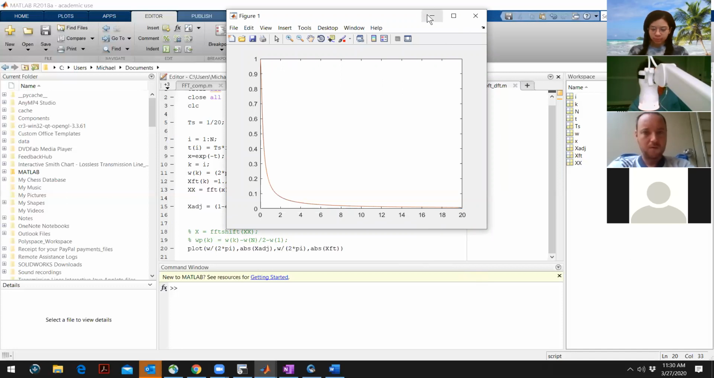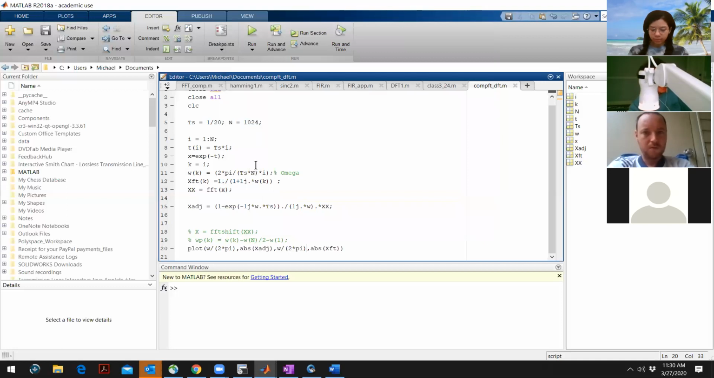Now, here's something. Suppose I take this and instead of just having an exponential, suppose I multiply it by a cosine of, say, wait a second. We're going to have to sample this faster. I'm going to make my sampling 1 over 100 seconds. And suppose I have a cosine of 20 times t. What do you expect to see?